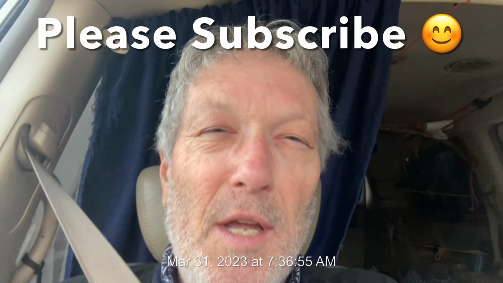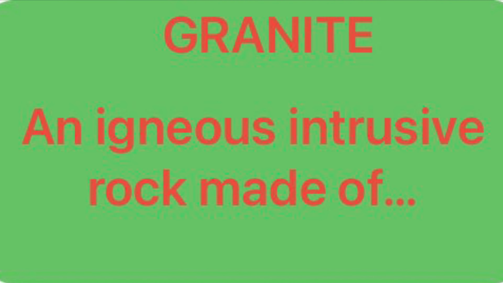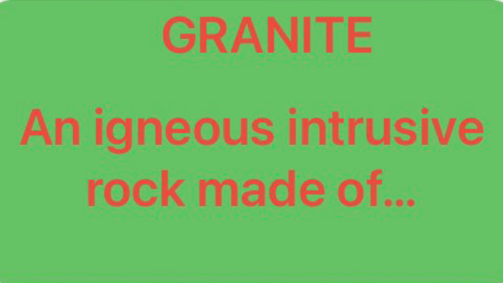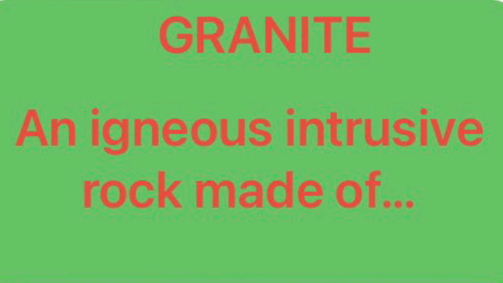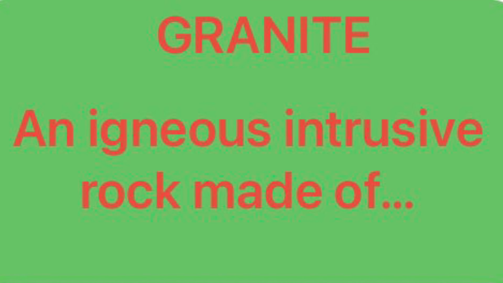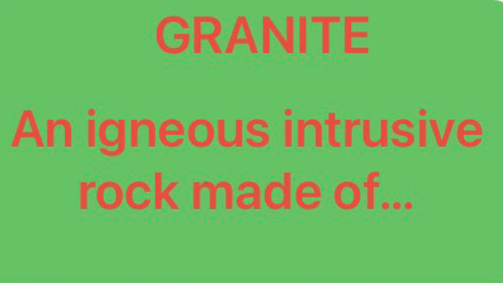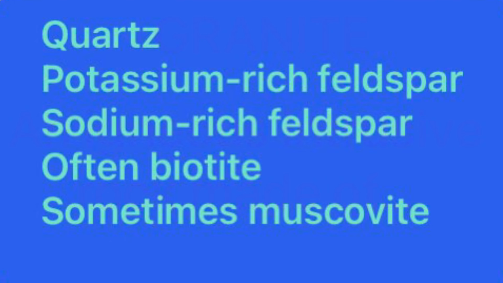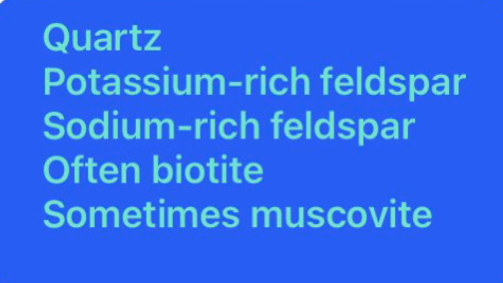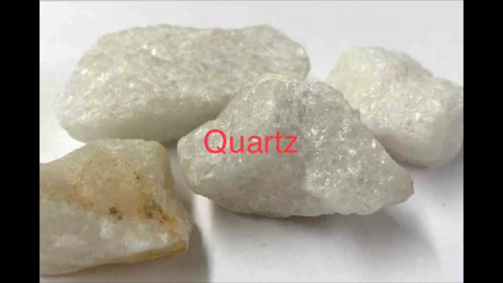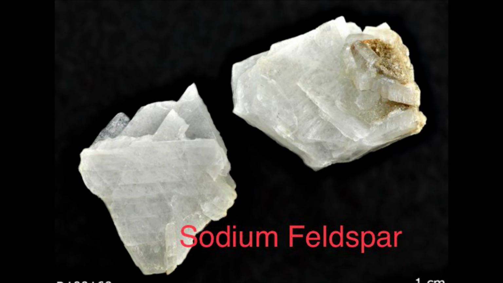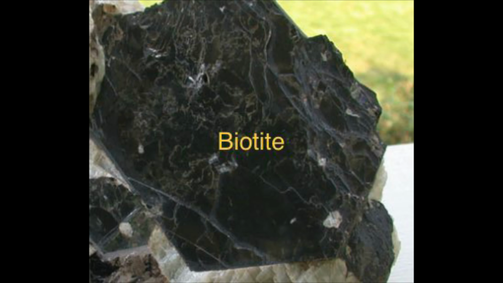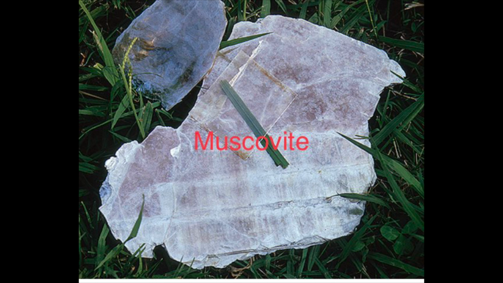So here we go. The different types of granite. Let's take a few minutes to refamiliarize ourselves with granite in general. Granite is an igneous, intrusive, which means underground, rock. Granite is made of quartz, potassium-rich feldspar, sodium-rich feldspar, usually some biotite, and occasionally some muscovite.